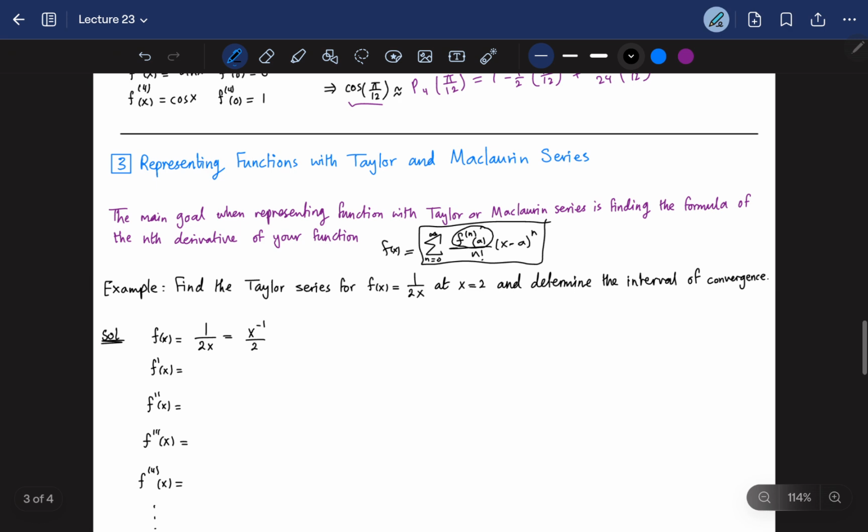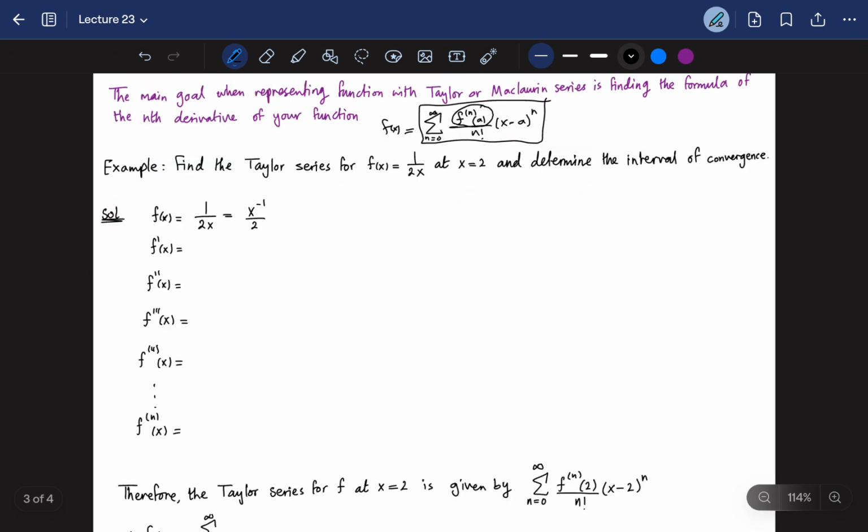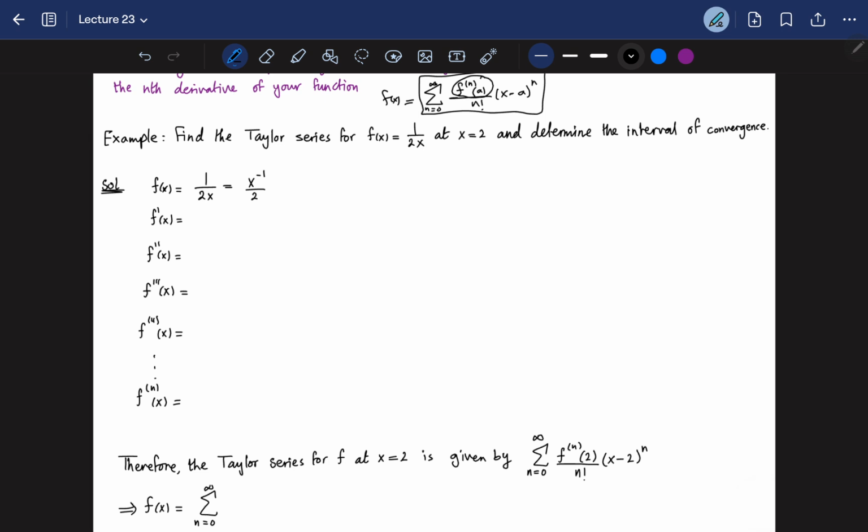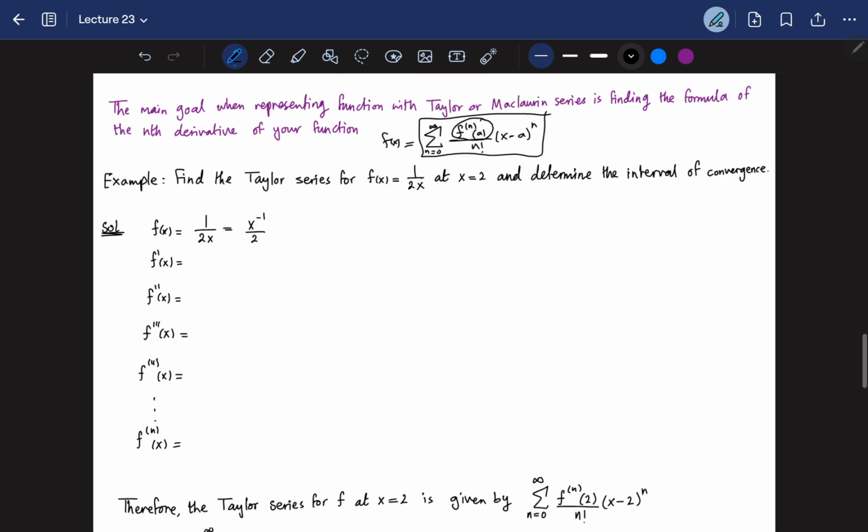Let's try this example. I want to find the Taylor series for this function here at x equals 2. If we want to find Taylor series, we immediately start finding derivatives. You take the derivatives until the 4th, 5th, until you can see a pattern, and then you can generalize for the nth derivative. So let's start.